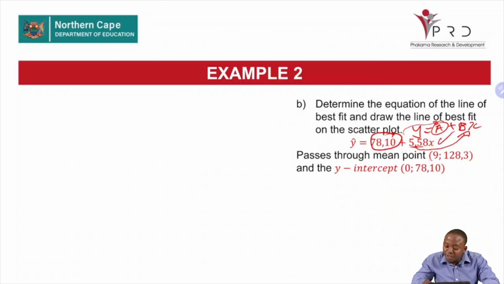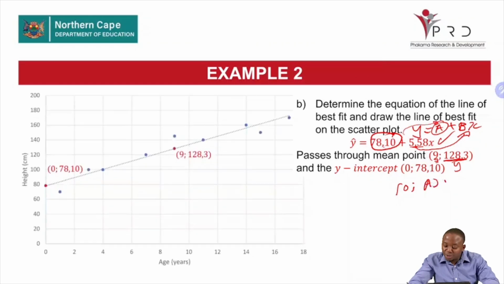Remember, the line of best fit passes through the midpoint. So the x value of the midpoint is 9, and the y value, y bar, is 128,3. And the y-intercept, remember, y-intercept is equal to a. Our a in this case was 78,10. Now, let us draw that point.